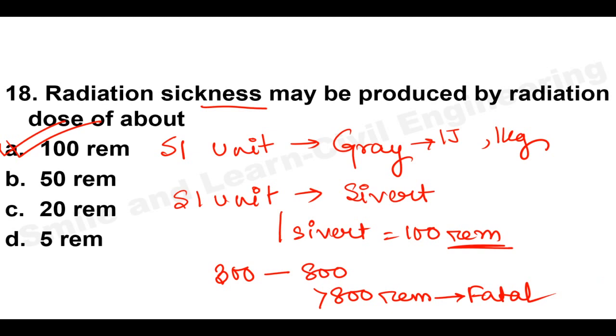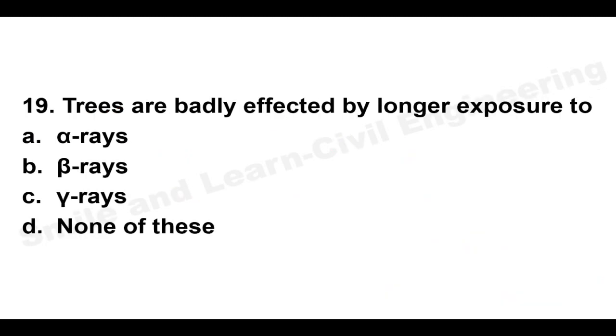We have come to radiation now, or radioactive wastes. Next question. Trees are badly affected by longer exposure to. X-rays do not cause any external or internal harm, but a large amount of them may cause it. Beta rays have a much lower effect than alpha rays, and then there are gamma rays, alpha, beta, gamma. Gamma rays is the correct answer here, because gamma rays have an effect on humans as well as any kind of biological material, like trees, or any kind of biological life.